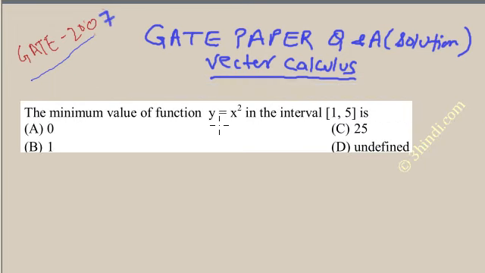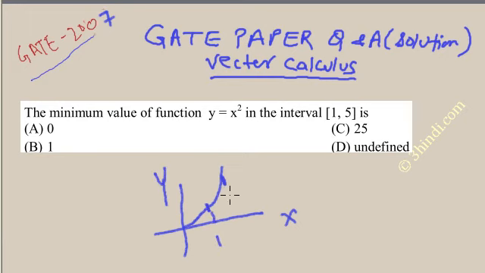This is a question of GATE 2007. The minimum value of the function y is equal to x square in the interval 1 to 5. If you plot the graph, it looks like this, x and y, and you are required to find it from 1 to 5. So here you see the minimum value is at 1. If you put x is equal to 1, y is equal to 1, so the minimum value is 1.